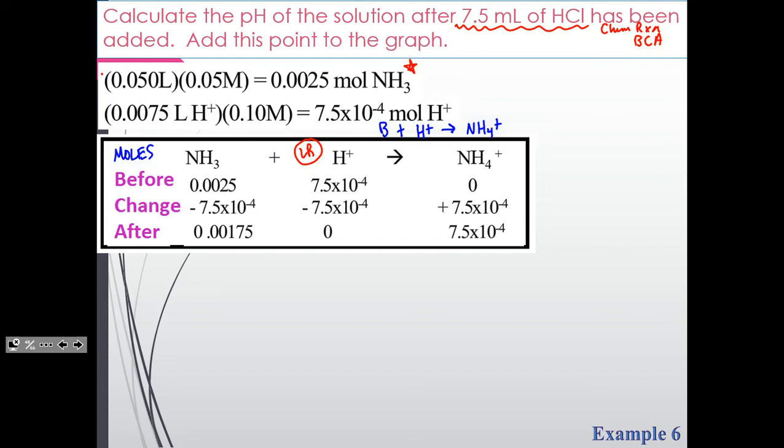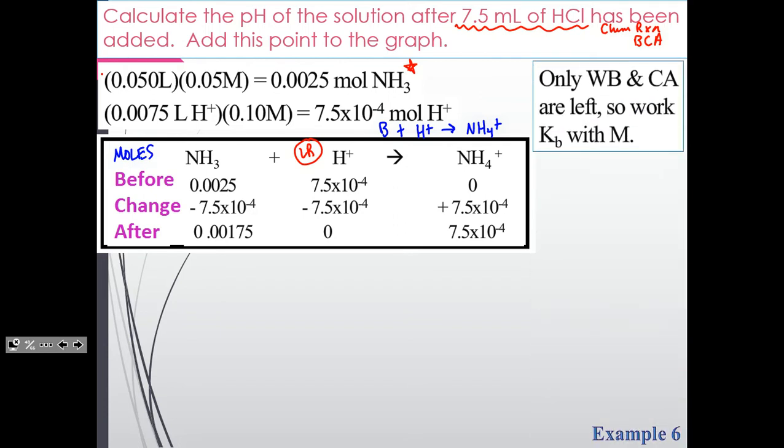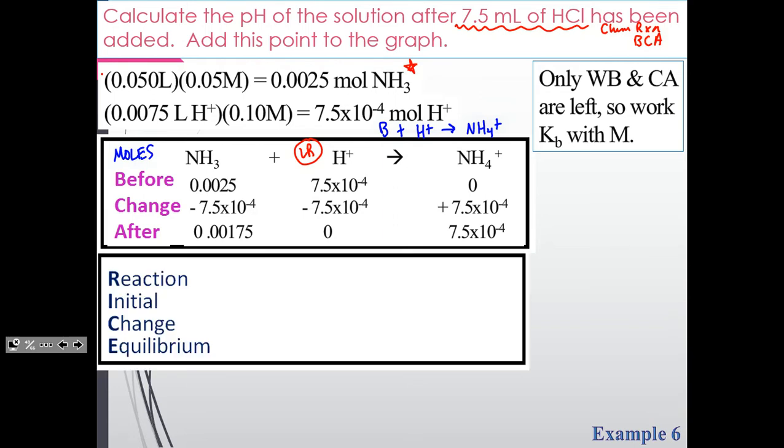So after we have our mole amounts, only weak base and conjugate acid are left. There is no free H plus. So we can use the Kb expression because that's also what we were given in the problem. So let's go ahead and set up our rice table, which again is for concentration. So make sure you are dividing by total liters of solution. We have to write the Kb expression.